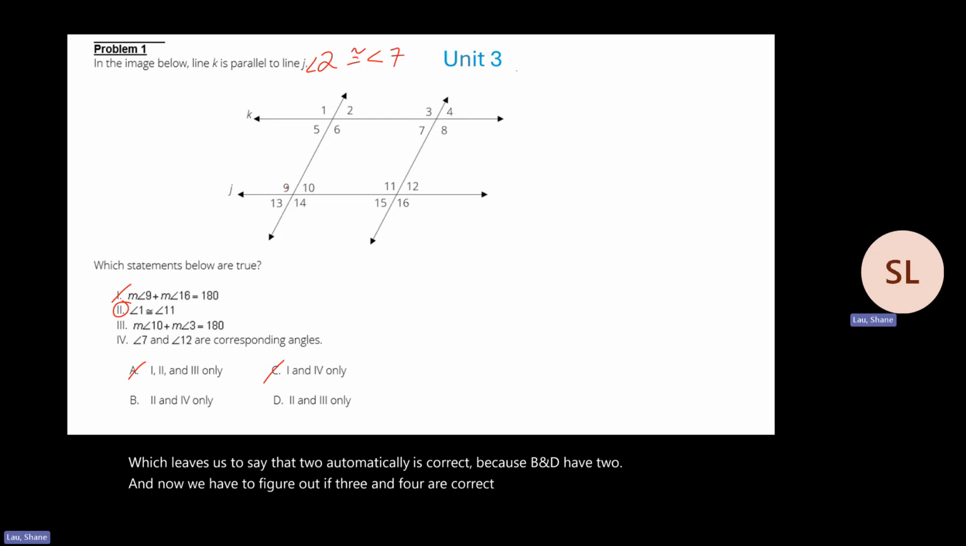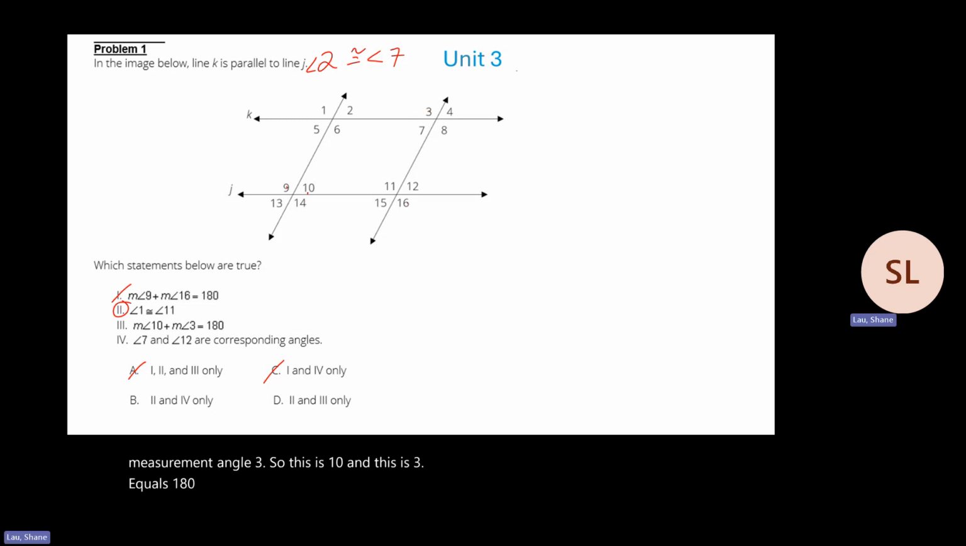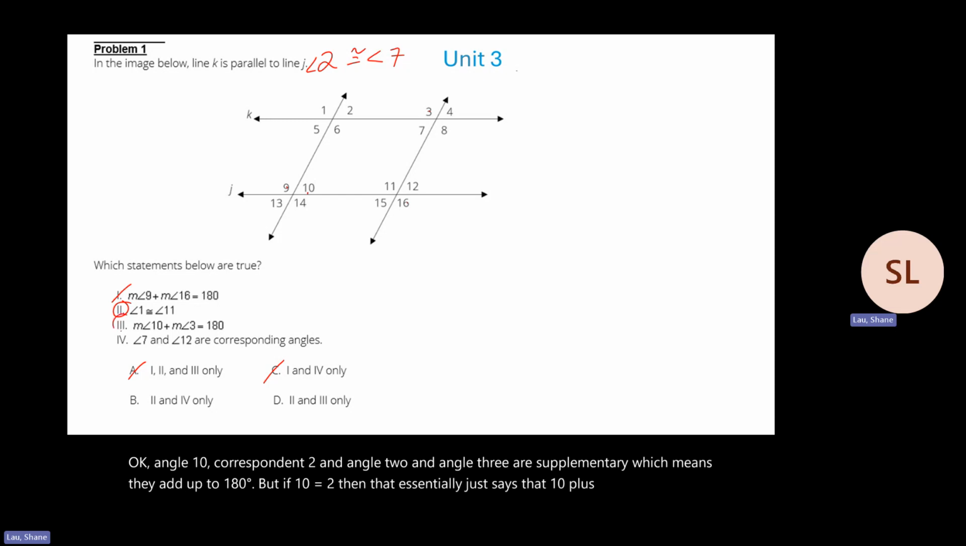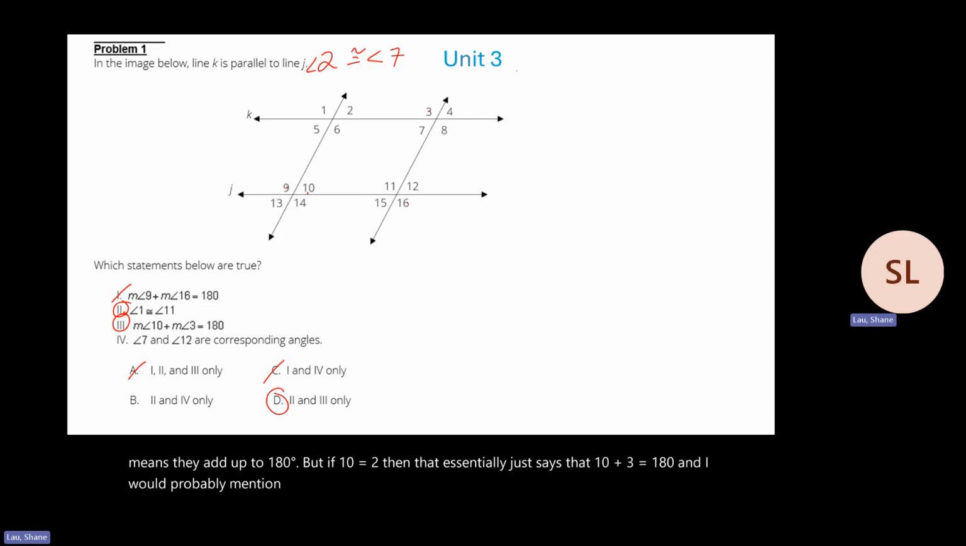3, the measure of angle 10 plus the measure of angle 3 equals 180 degrees. And this is where it can get a little bit trickier. Angle 10 corresponds to angle 2, and angle 2 and angle 3 are supplementary, which means that they add up to 180 degrees. But if 10 equals 2, then that essentially says that 10 plus 3 equals 180. And I would venture to say that this is going to be the correct answer.